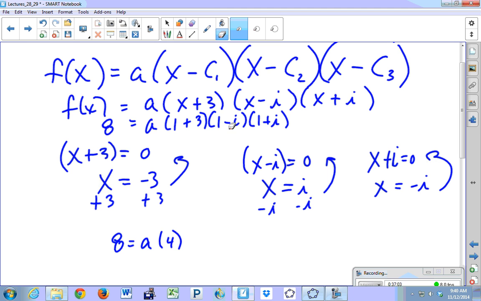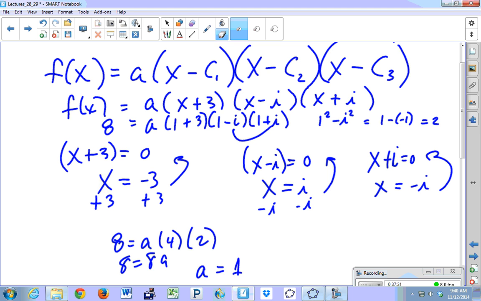And what happens when I multiply these two things? 1 minus I, 1 plus I, they're conjugates. So I get the difference of two perfect squares. I get 1 squared minus I squared when I multiply these two. And that gives me 1 minus a negative 1, because I squared is negative 1, which is 2. So this is what I get. 8 equals 8a, and I've got to do all that just to discover a is the number 1. So when I factor this out, it looks just like this. F of x equals 1 times x plus 3, and then the two factors, x minus I, x plus I.